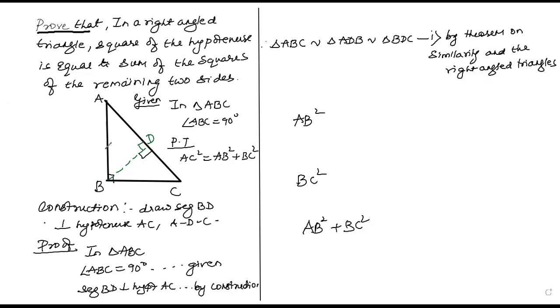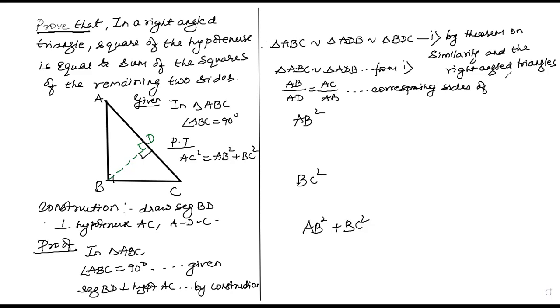I need AB square. AB is a side of which two right angled triangles? See, AB is in this one, AB is in this one, not in BDC, but it is here and here. I'll take these two triangles as similar first. Triangle ABC is similar to triangle ADB. I just call it from 1, okay? Then AB upon AD is equal to AC upon AB, corresponding sides. Reason: corresponding sides of similar triangles.